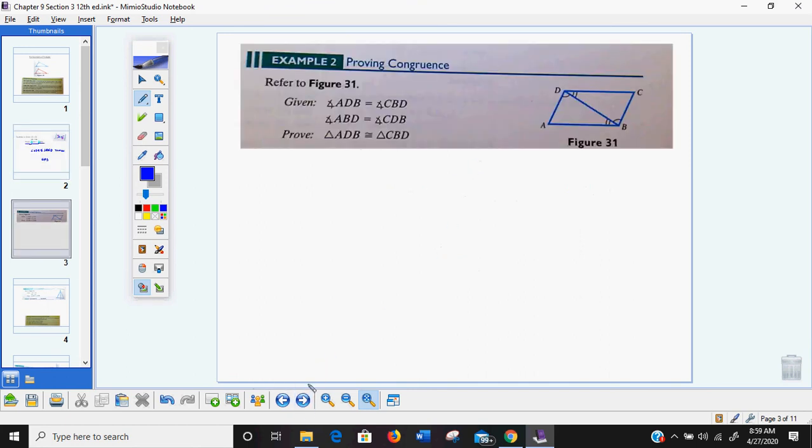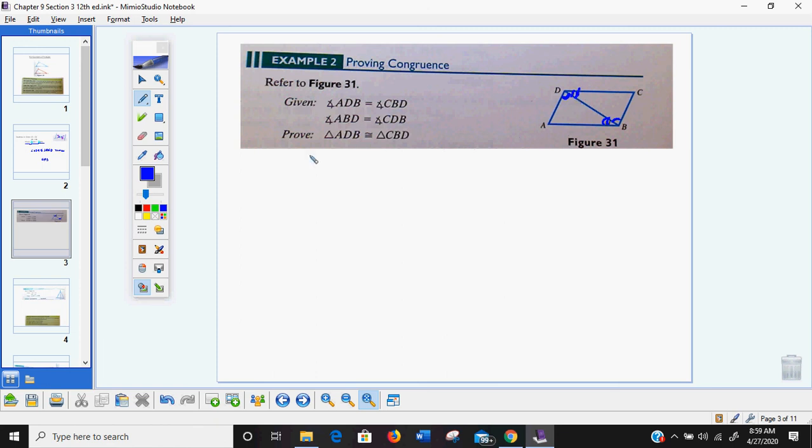Let's look at another one. This one is given that ADB, so that's this one here, is congruent to CBD. CBD, that's this one. It's also given ABD, so that's this one, is congruent to CDB. Excuse me, CDB, that's this one.